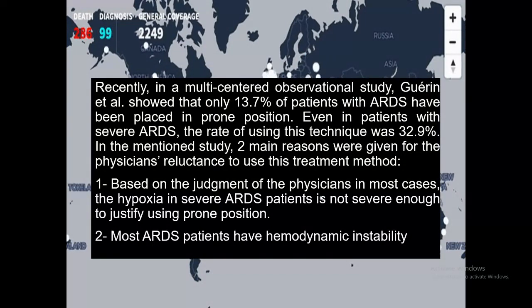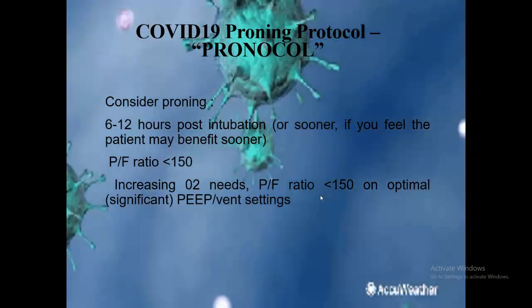They mention in the study two main reasons for delaying use of prone position. Number one, based on the judgment of the physician, in most cases the hypoxia in severe ARDS is not enough to justify the prone position. Usually there is hesitation from the physician or intensivist to start prone position early. He will start late and will have a bad outcome, and most ARDS patients will have hemodynamic instability.